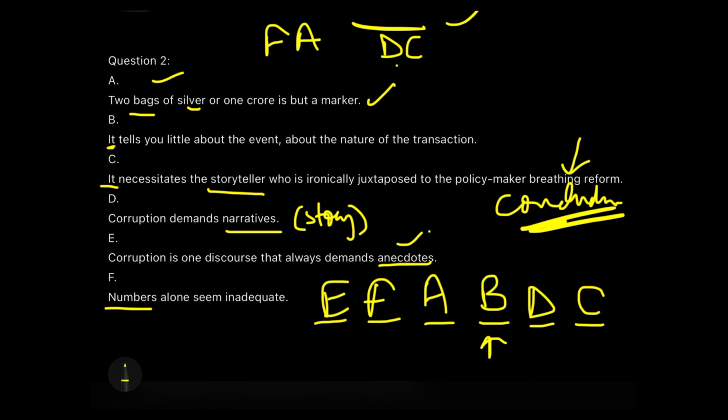Now how will we confirm our answer? Reading it that way. So let's read it that way. Corruption is one discourse that always demands anecdotes. Numbers alone seem inadequate because the numbers are related to anecdotes.